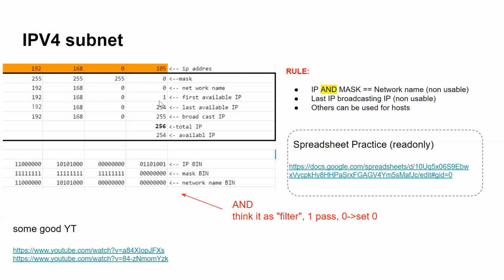The reason your first available IP is not 192.168.0.0 is that IPs are unique. Because you have already named your network 192.168.0.0, you cannot name anything else that. Also, the broadcasting IP is normally the last IP you have. In this case, the last IP is 255, so the last available IP will be 254, because we can't use 255 since it is already the broadcast IP.